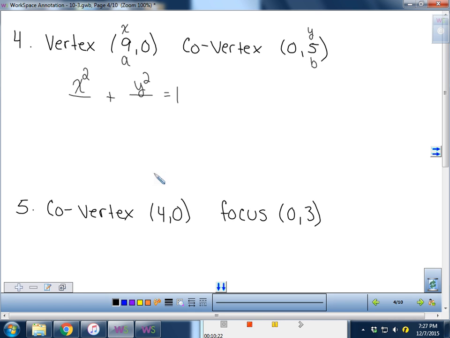All right, so I realize that a and x go hand in hand, right? This 9 is in the x spot, and the vertex identifies the a. So I'm going to take that and square it. 9 squared is 81. My b is being identified by the y spot, so I take the 5 and square it. That's 25, and I've got my equation.